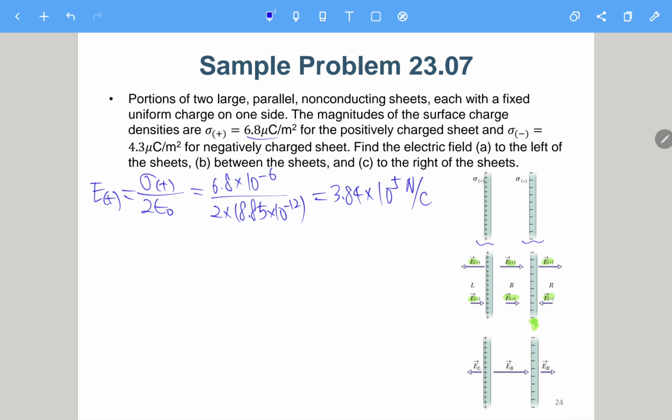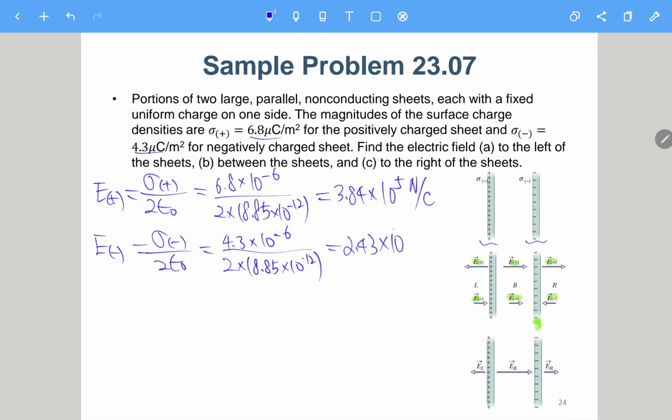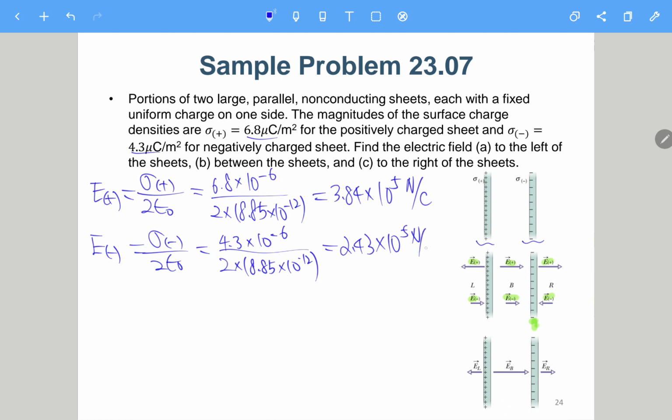And then E minus, similarly, we have sigma minus over 2 epsilon naught. For sigma minus, it is this value, 4.3 times 10 to the negative 6, over 2 times 8.85 times 10 to the negative 12. So this will be slightly larger than half. This is 2.43 times 10 to the 5th power Newton per Coulomb.